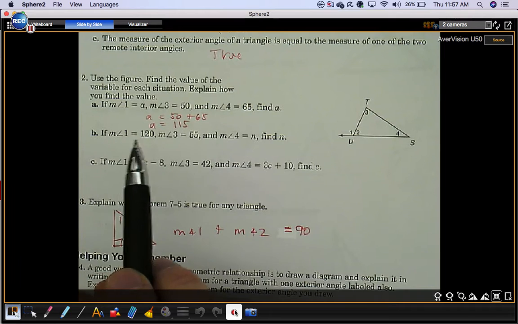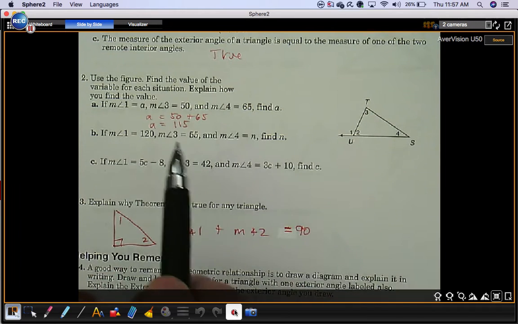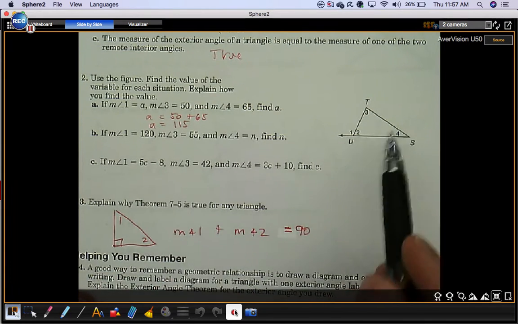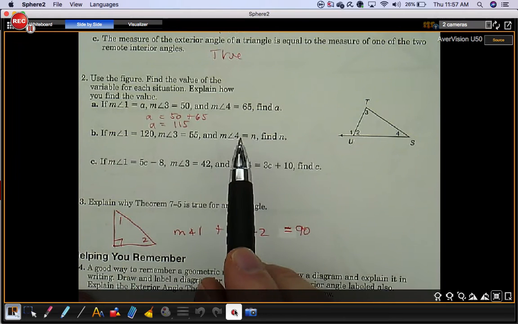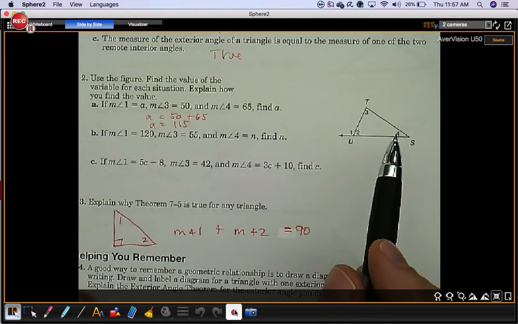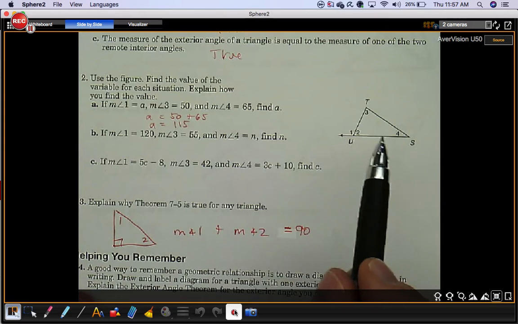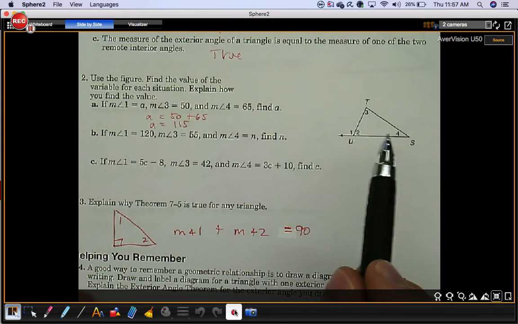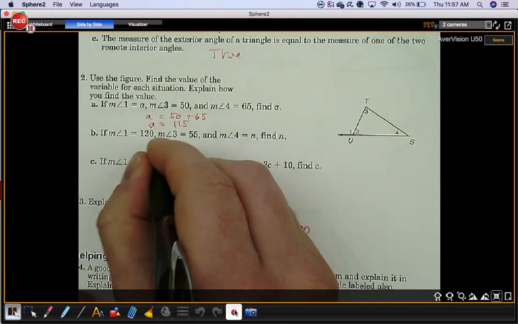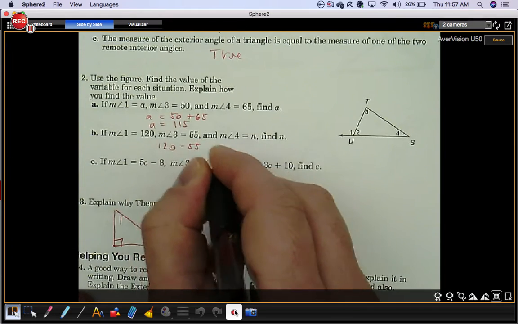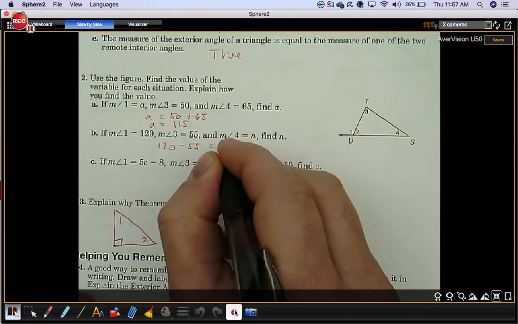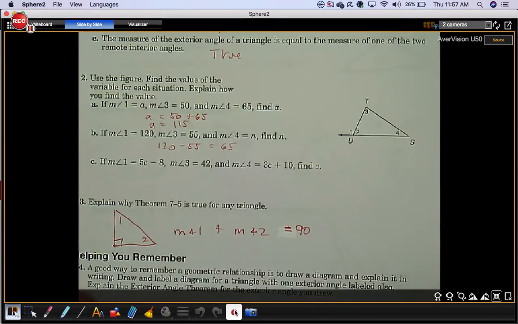B, if the measure of angle 1 is 120 and the measure of angle 3 is 55, find the measure of angle 4, or N. Well, these two together must add up to 120. So I'm going to do 120 and I'm going to subtract 55. And I'm going to get 65.